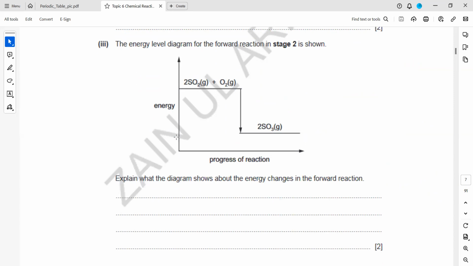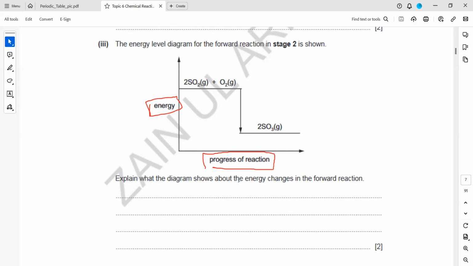The energy level diagram: some students make a common mistake. They write time here. This is wrong. This is not the time scale. This is the reaction progress, like how the reaction proceeds. So you have to write reaction progress on the x-axis and energy on the y-axis.